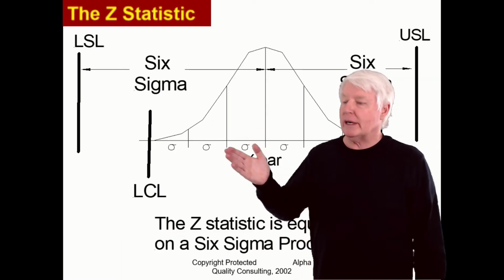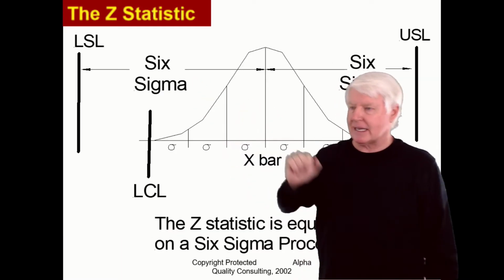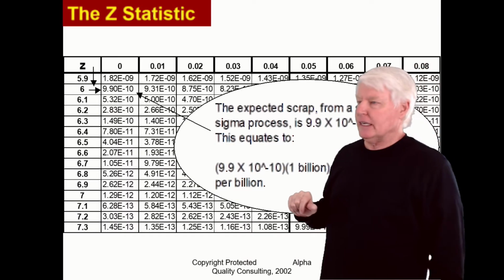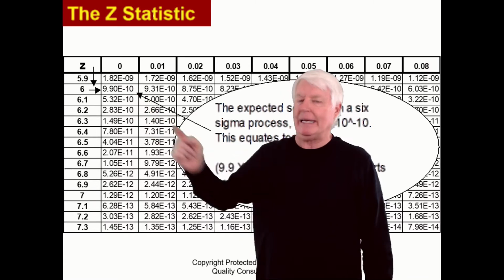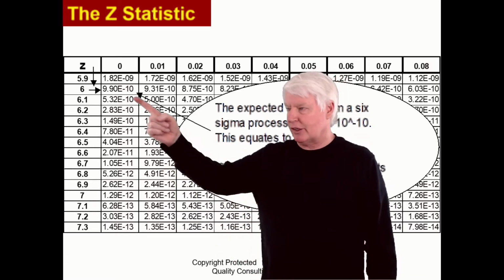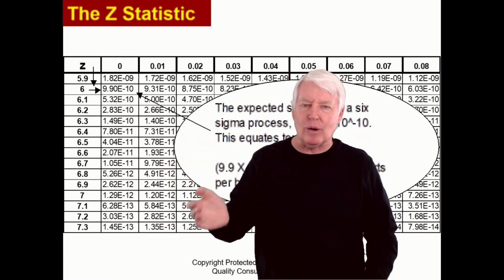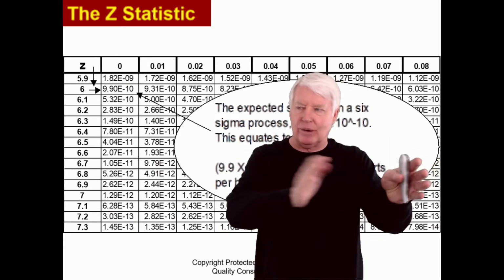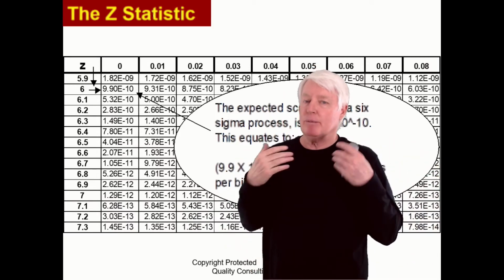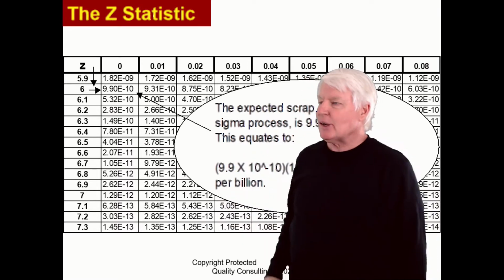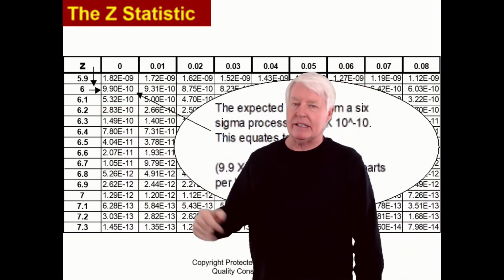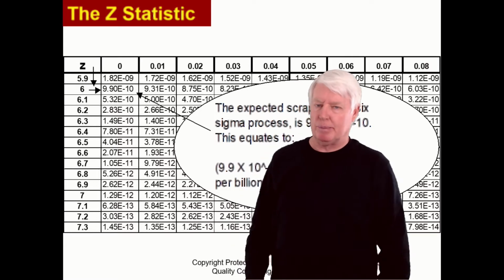So what we do is we go and look up 6 sigma in the Z table. There it is, 6.00, 9.9 e to the negative 10th. In other words, it's 0.9 zeros, 0.9 zeros, and the number 99. If you multiply that by a billion, you get 0.99 parts per billion. So a 6 sigma process, according to the Z table, is approximately 1 part per billion.